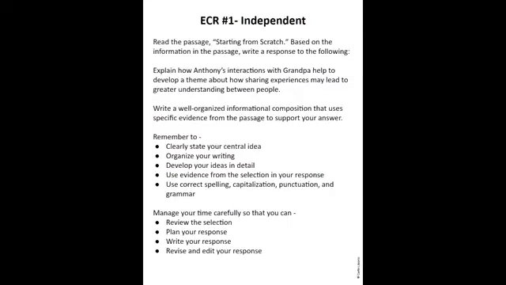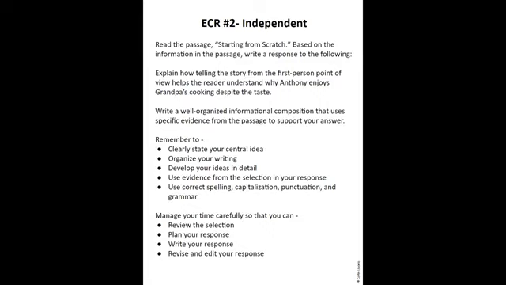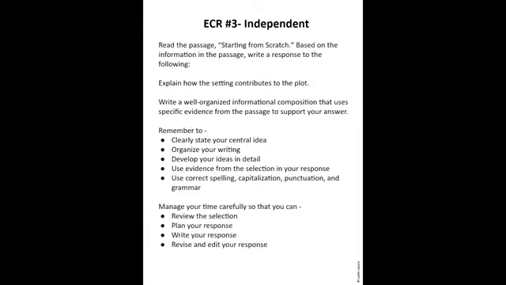And then this is the ECR that you're going to see the sample answer for. Explain how Anthony's interactions with Grandpa helped to develop a theme about how sharing experiences may lead to greater understanding between people. Here's another one about point of view, and how that helps the reader to understand why Anthony enjoys Grandpa's cooking despite the taste. And the last ECR, how the setting contributes to the plot.